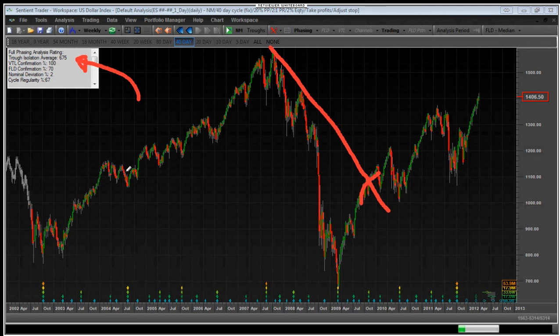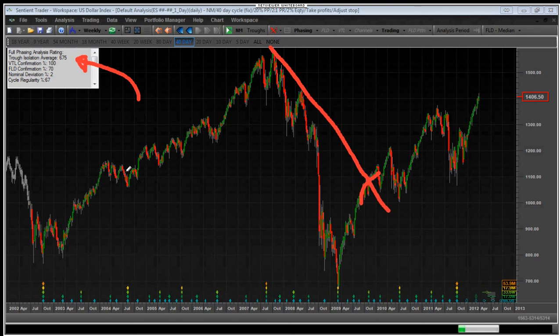Okay. Finally, there's a rating called cycle regularity, which in the present example is 67%. So this is a percentage. If every single cycle in this analysis was exactly the same length, if this was artificially generated data and every single cycle was exactly the same length, remember one of Hurst's basic cyclic principles is the principle of variation, which tells us that the wavelength of cycles are constantly varying.